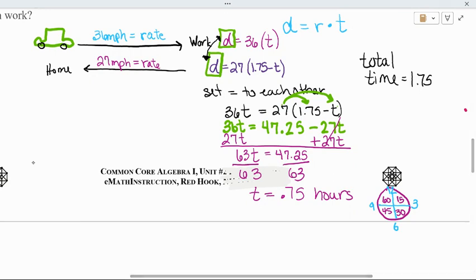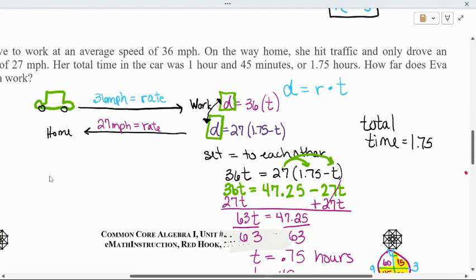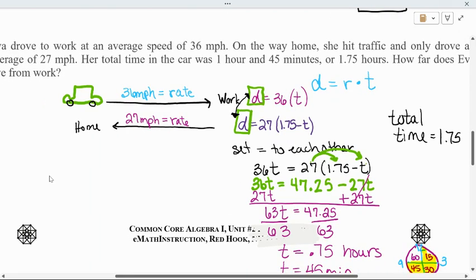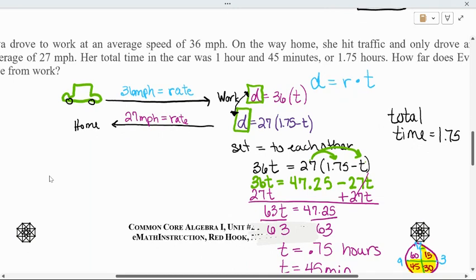How much time is 0.75 of an hour? Say it, Aiden. 45. It's 45 minutes. Yeah, 0.75 of an hour is the same thing as 45 minutes. So it takes her 45 minutes to get to work. But that's not really the question. The question isn't how long does it take her to get to work. The question is, how far does she live from work?